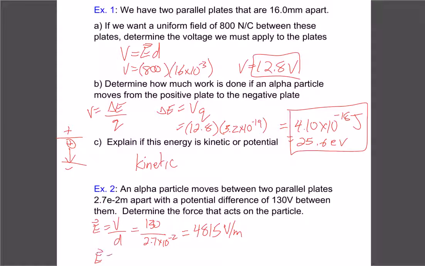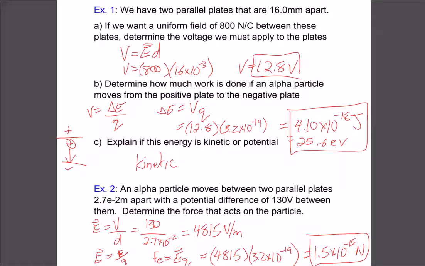And now the second part of the question is, what's our force? We'd use our old formula, electric field equals force over Q, and that's electric force, obviously. So we would have electric field times Q. Just take the answer we just figured out, 4815, and times it by the charge of an alpha particle, and that'll give us a force of 1.5 times 10 to the negative 15. Okay, so pretty basic questions. We're just using the two formulas, the voltage one that we did yesterday, the new voltage one, and then our electric field from before.